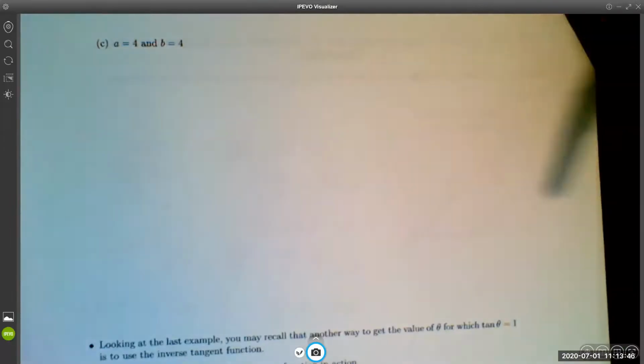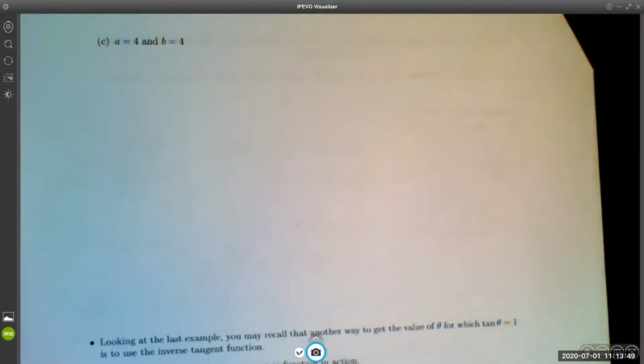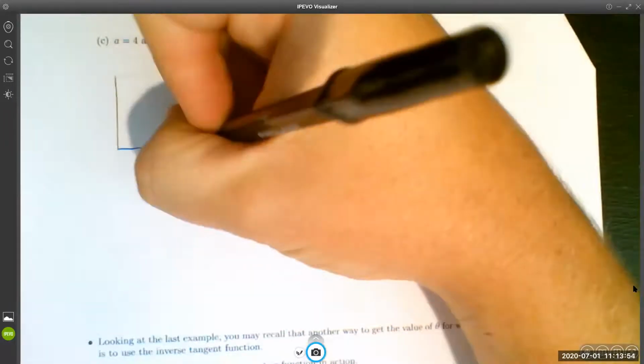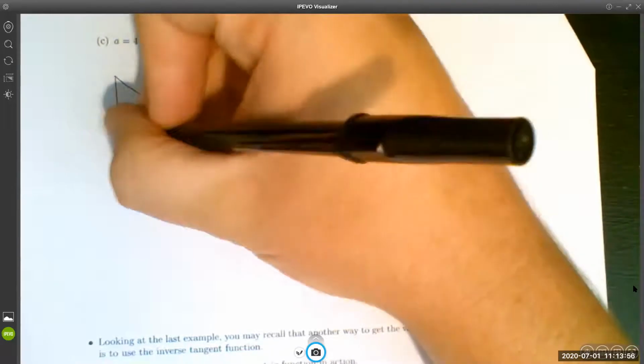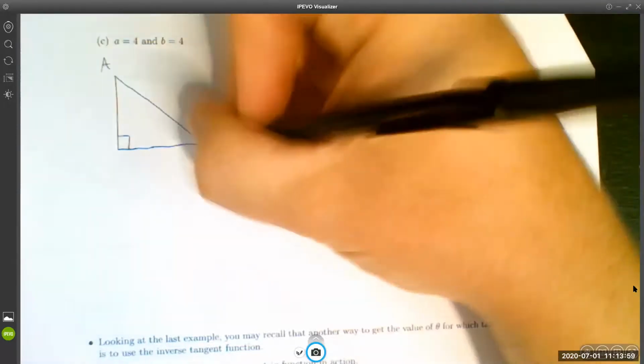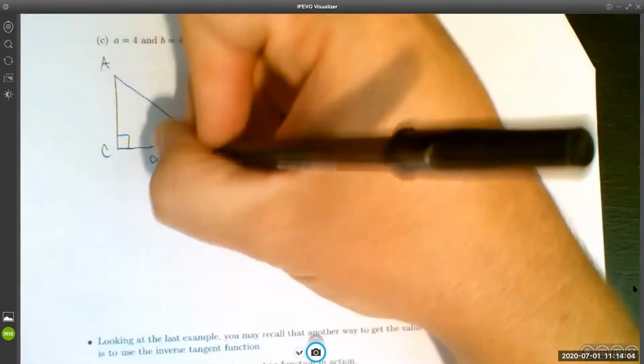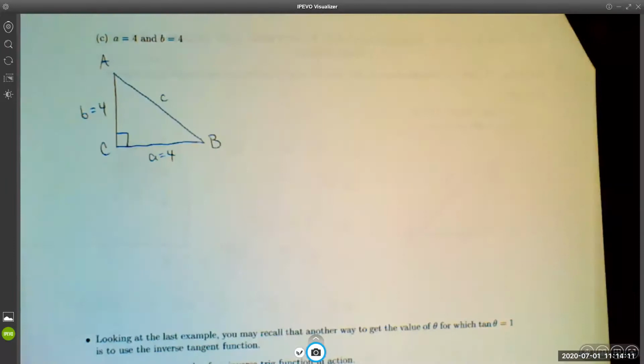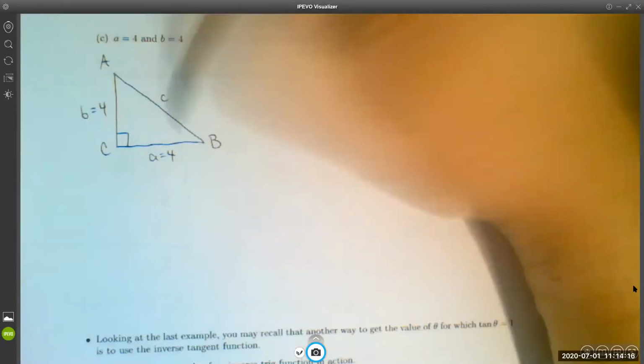Oh, I have one more. And this last example will show you why we need inverse trig functions, I think. So let's see. We've got a right triangle. A, B, C. We know that A equals 4. We know that B equals 4. We don't know what C is. But we also don't know either of these two angles. So how are we going to find those angles?